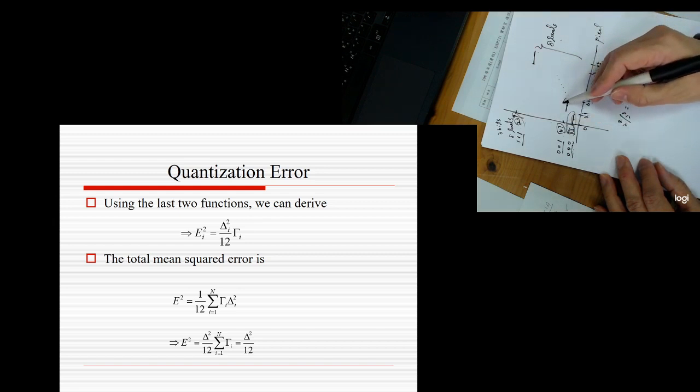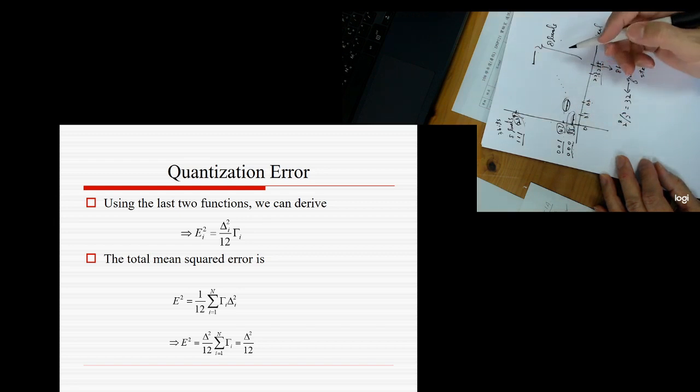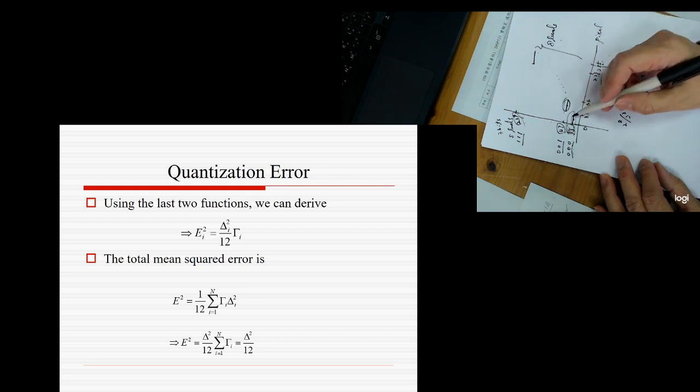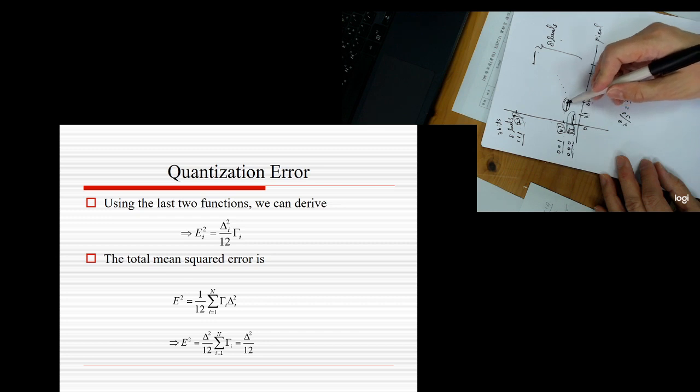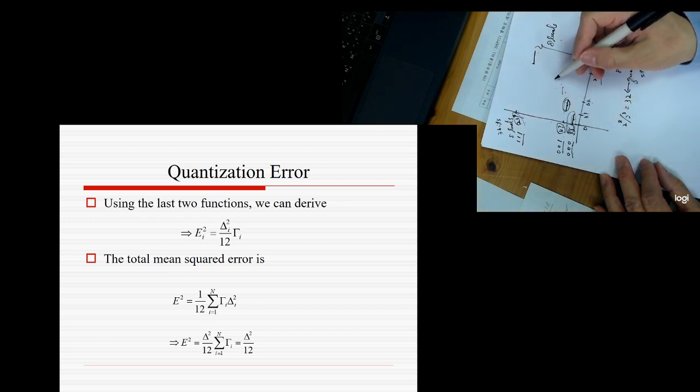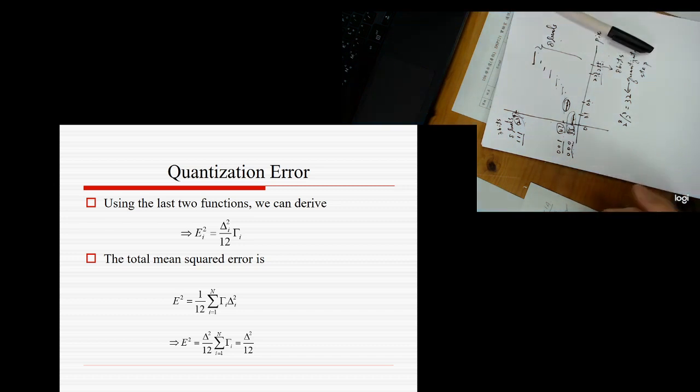So they also calculate the quantization error here, so there will be a summation over each quantization level. Each contributes distortion. What's the total distortion? There will be a summation together. So if we calculate the total according to your quantization levels, you can see it will be related to your step size squared divided by 12.